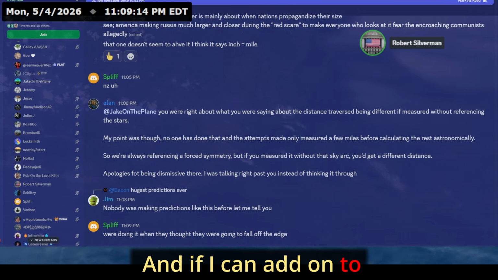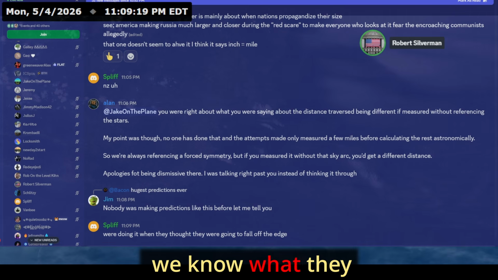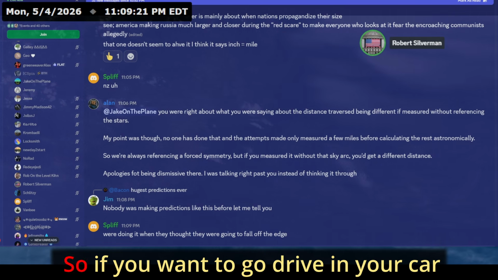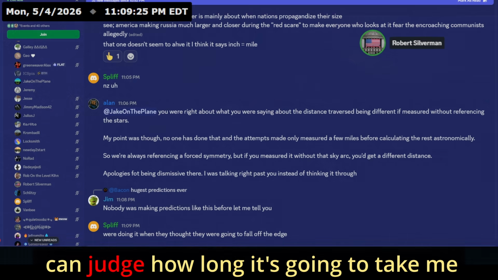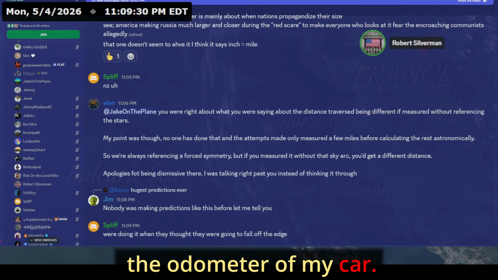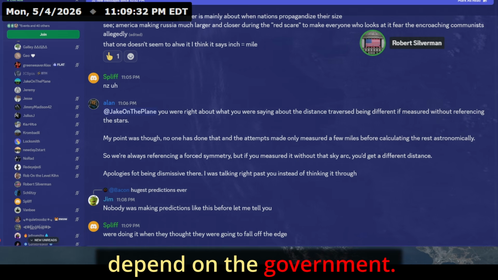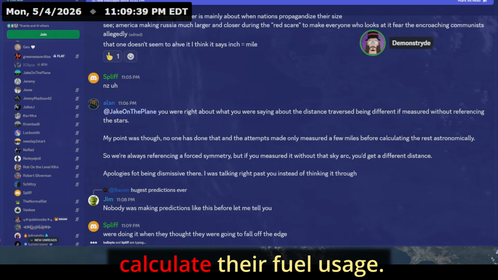And if I could add on to that, Jake, also, the distances, we know what they are and we know how long it takes. So if I want to drive from LA to San Francisco, I can judge how long it's going to take me based on how many miles it is, and it comports with the odometer of my car. So we don't have to depend on the government. Yeah, people fly personal aircraft as well, where they have to calculate their fuel usage.